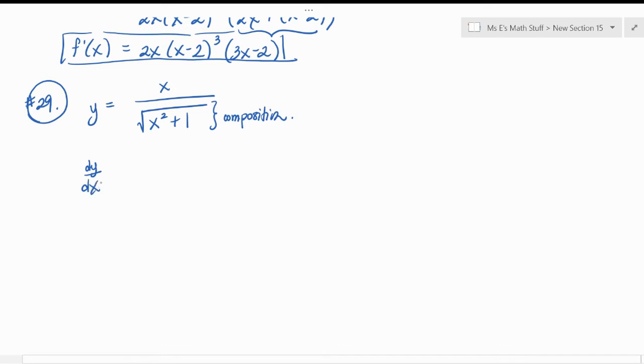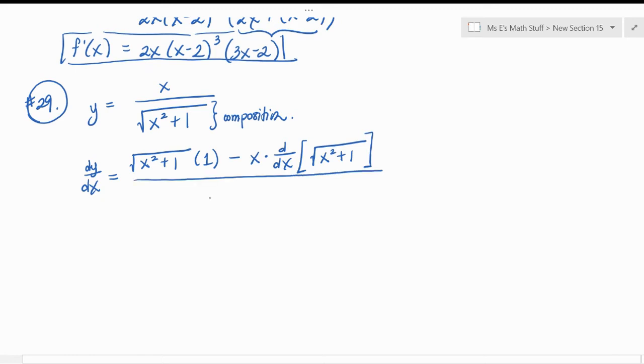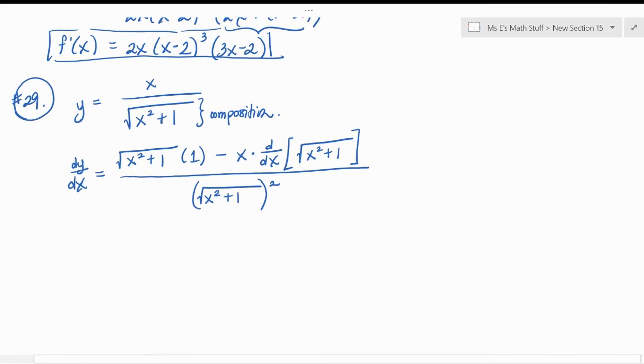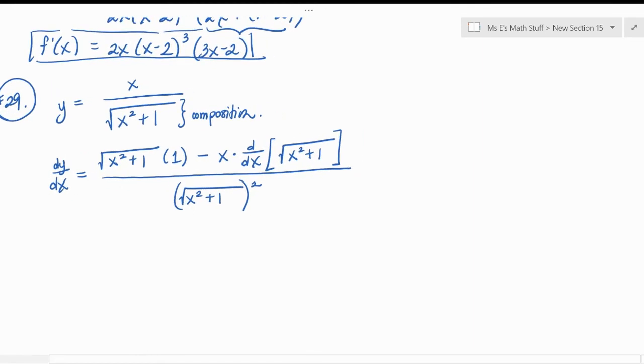dy dx would equal low d high minus high. And then I'm going to go ahead and give an IOU for the derivative of the bottom. So we're going to need to do d dx of the square root of x squared plus 1. We'll save that until later. And then all over the bottom squared we go. There we go. So I think off to the side, I'm going to work on this derivative that you see here. So this part.